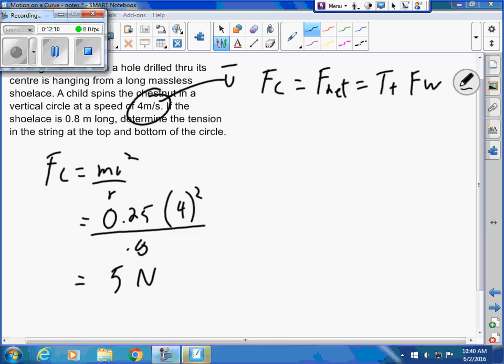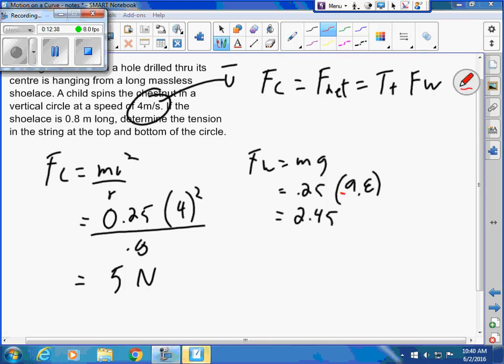At the top of the circle, weight provides some of that. At the bottom of the circle, additional tension in the string has to provide that. The weight force is mass times gravity. So 0.25 times 9.8, 2.45. Technically, I guess that is negative, right? Because it's down. 9.8 is down. That's the easy part, right? Now it's how do you put it together to make sure it makes sense.